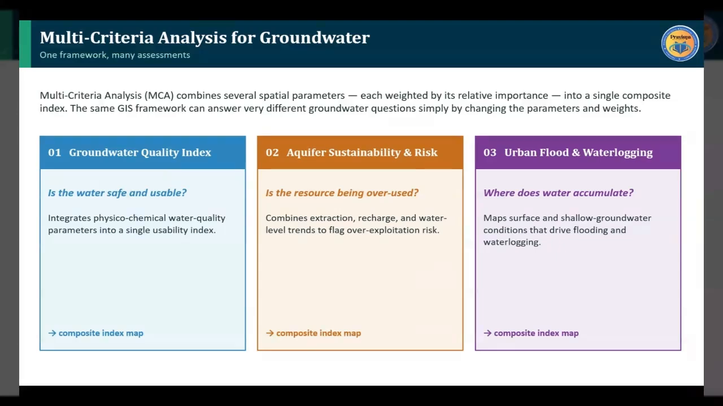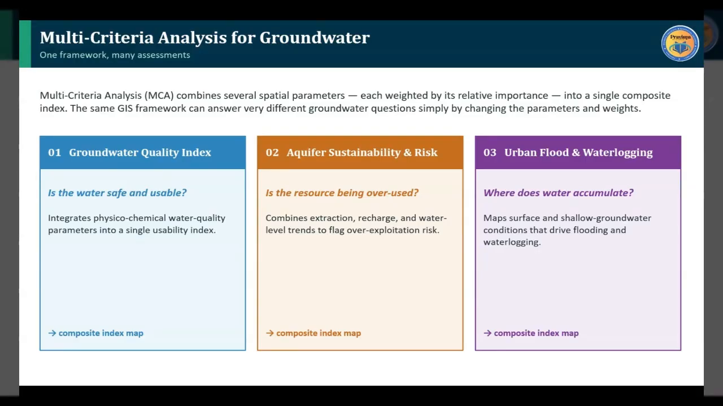The first is the groundwater quality index. Here the question being solved is: is the water safe to use? So here we are talking about groundwater quality. We take a set of these physico chemical parameters. These are essentially laboratory measured from water samples, or they could also be readily available. We will look into that source as well, and we combine them into one index. The output is a map that shows you area by area whether the water is excellent, good, moderate, or poor in quality, or unsuitable for use.